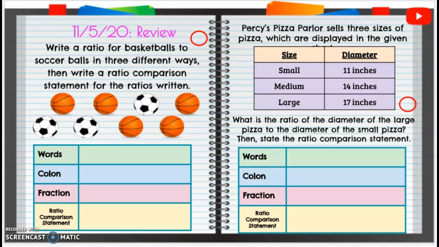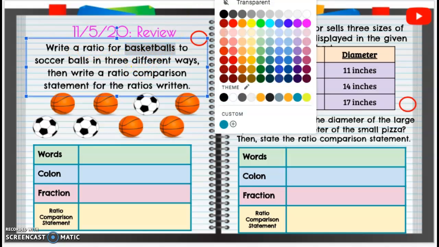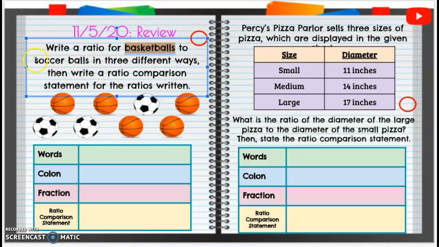November 5th, 2020 review. Write a ratio for basketballs to soccer balls in 3 different ways. Then write a ratio comparison statement for the ratios written. All right, so here we're comparing 2 things. What are we comparing? We're comparing basketballs to soccer balls. So basketballs to soccer balls.